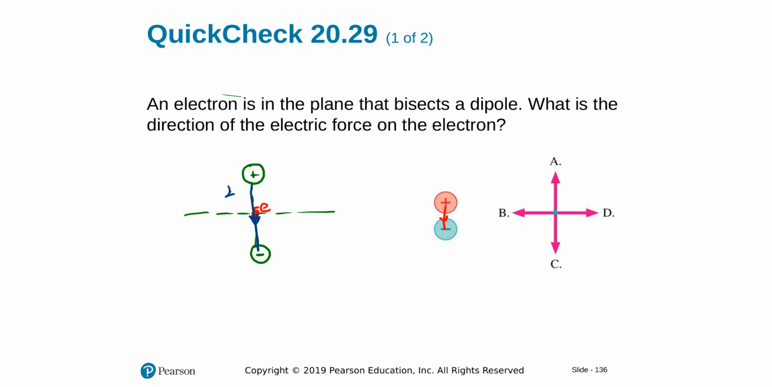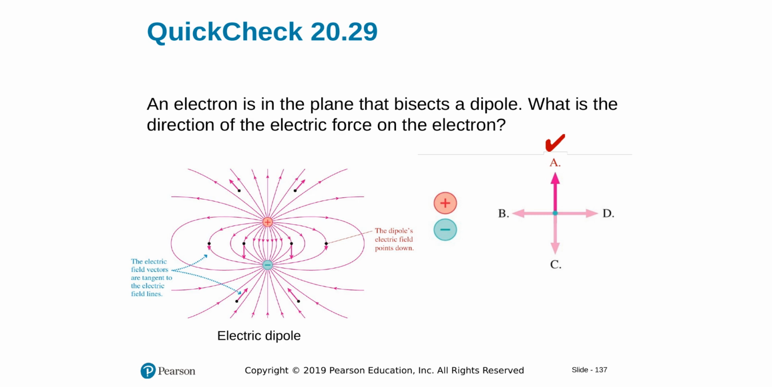This is the E field. And I know the electron is a negative charge. What happens to negative charges? They move opposite to the electric field. They're pushed with a force in a direction that is opposite to the electric field, and the force will be up, and the electron will go in that direction. The answer is A.